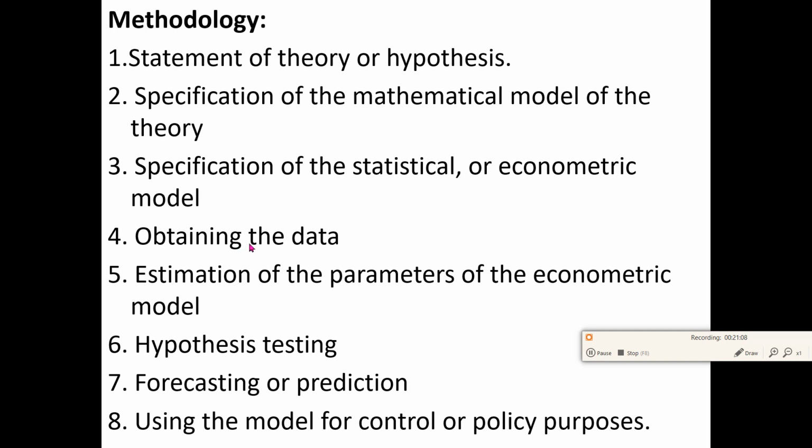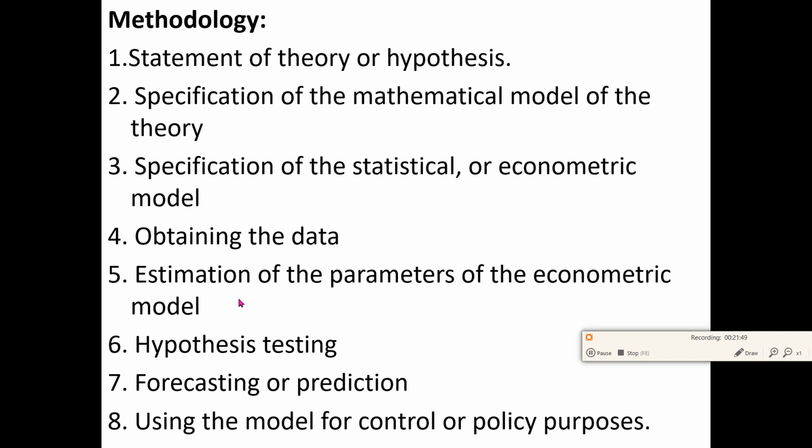Okay, so the fourth step is we obtain data. For example, if I relate the price and quantity demanded, then I will take random data on the price of the product and the quantity demanded of that product, so that I can estimate the parameters of the econometric model or the statistical model. So how are we going to estimate? For now I keep it for the later part of the course.